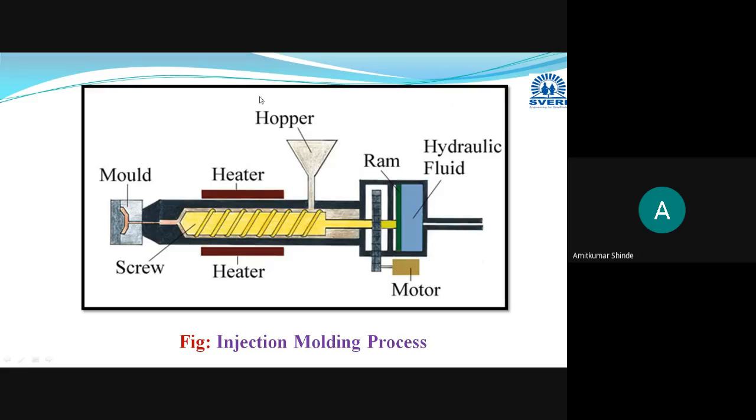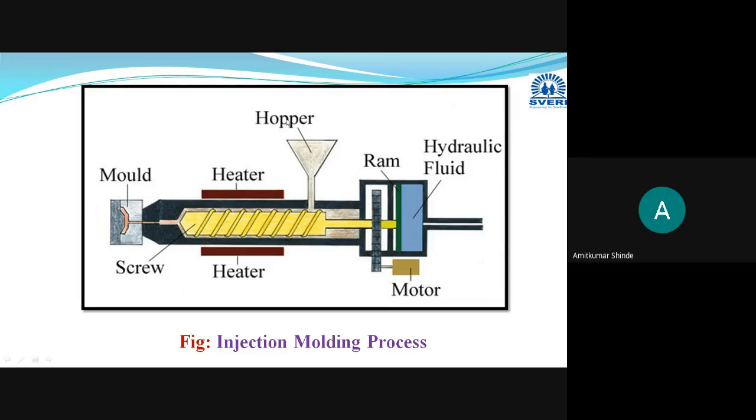These are the constructional details of the injection molding process. Okay, so this is the hopper. In this, plastic material is poured. This is the cylinder where heaters are there; you can see this cylinder. This is the screw here, and this is the mold. And this is the motor and ram arrangement. With the help of this motor and ram arrangement, pressure is applied.